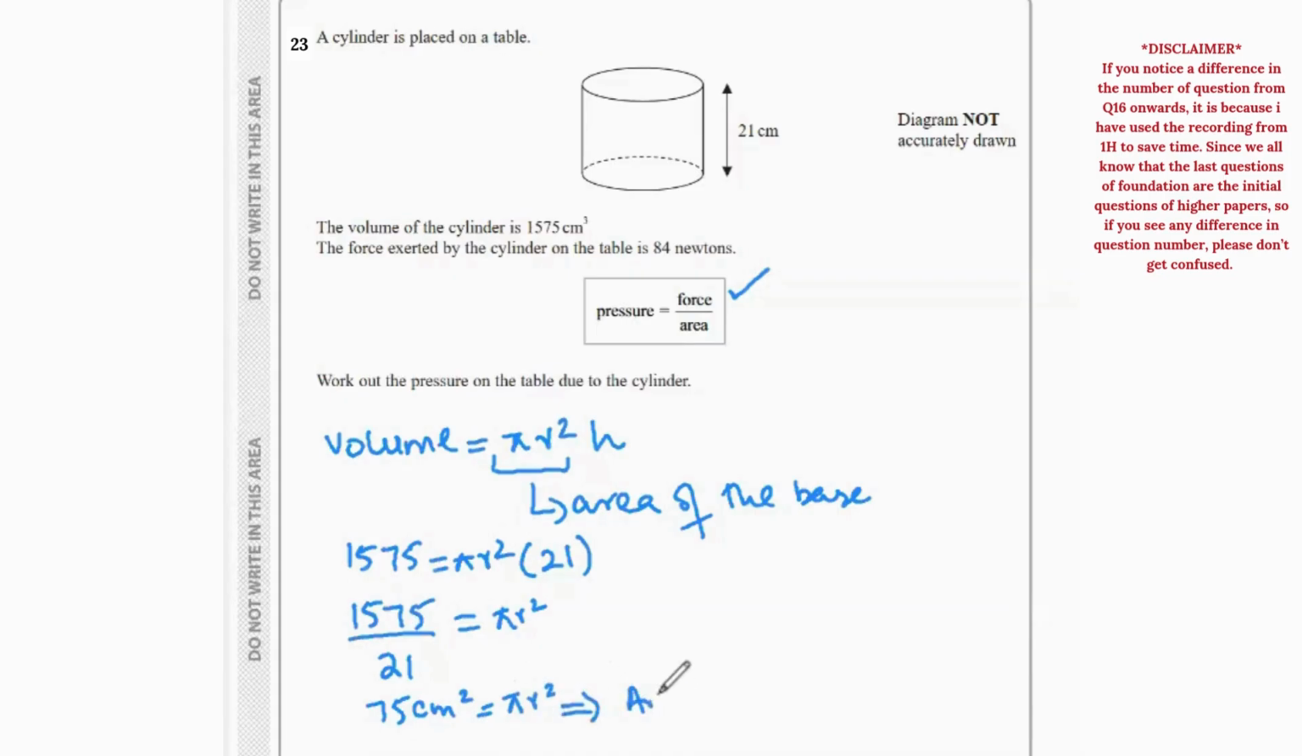This is your area. So now pressure is going to be force 84 divided by 75. And that gives us 1.12. That is your pressure that's exerted on the table due to the cylinder.